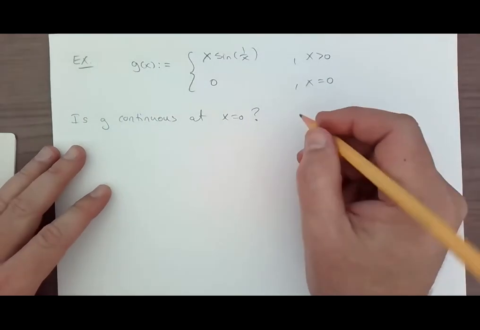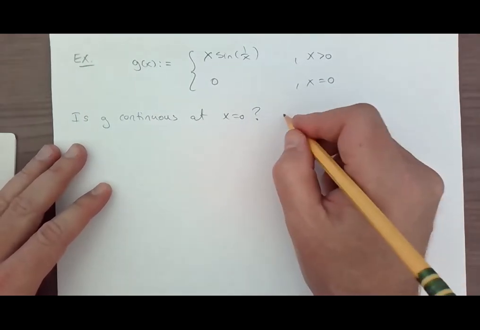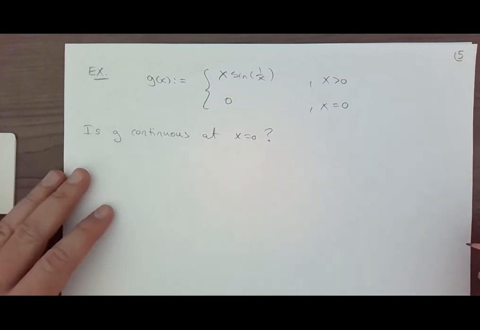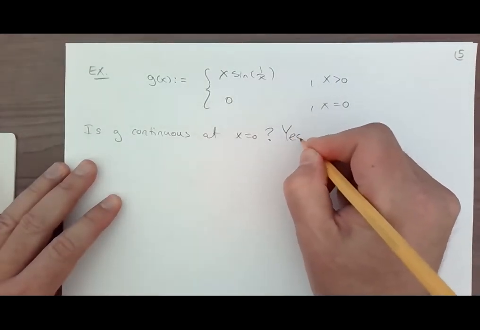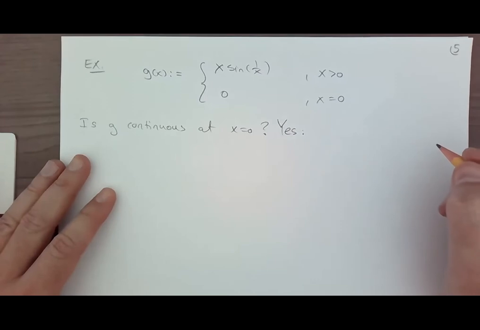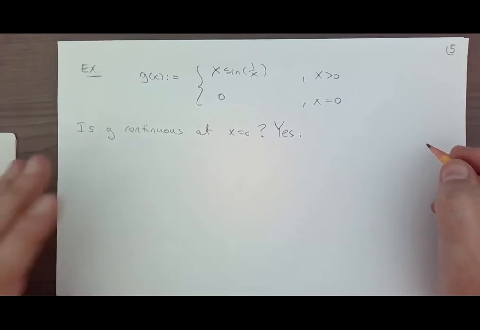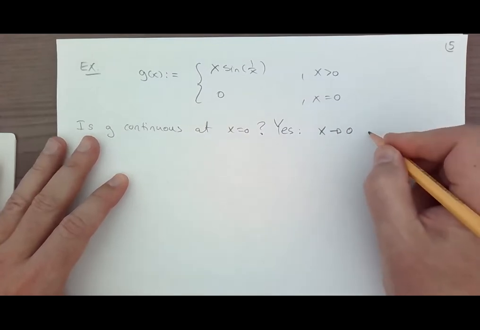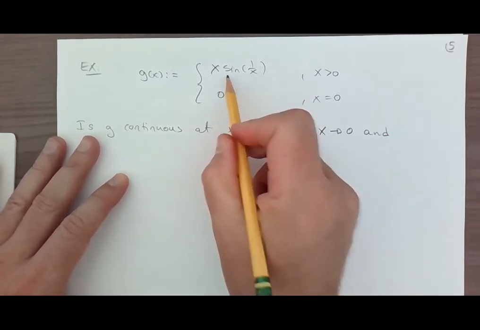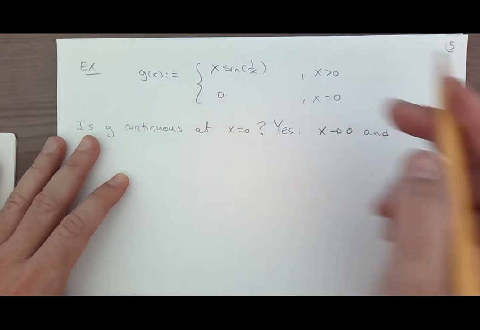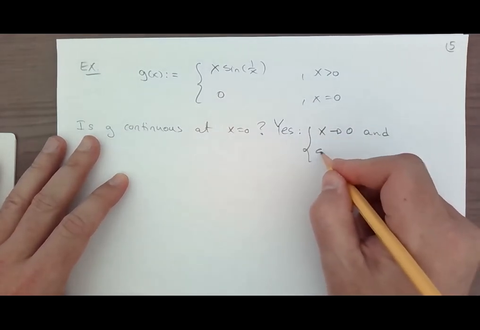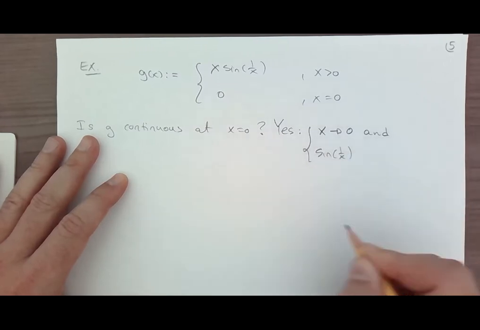Well, let's take a sequence. So Priya is saying yes. So Priya, what is the feature that makes all this stuff here work? The X is the key, right? So X goes to 0. And what is the other feature? What about this sine 1 over X? Right, sine of 1 over X is the bad guy.